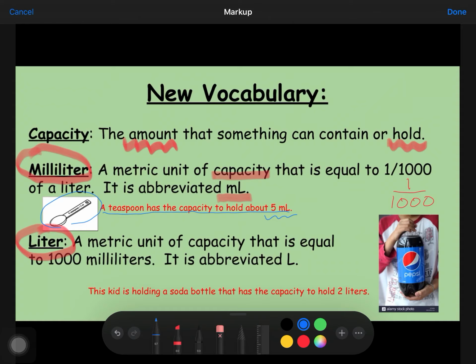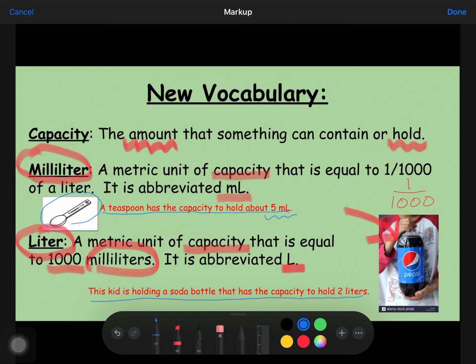A liter is a little bit different. A liter is a metric unit, once again, of capacity that is equal to 1,000 milliliters, okay? So it takes 1,000 milliliters to make up 1 liter. Inside of this Coke bottle, there are more than 1,000 milliliters, and it is abbreviated with a capital L. This kid is holding a soda bottle, and you guys have probably seen a soda bottle like this, right? This soda bottle has the capacity to hold 2 liters.